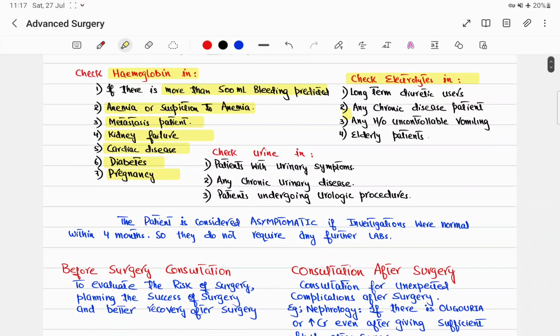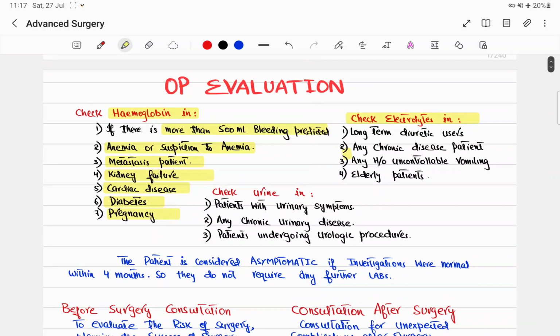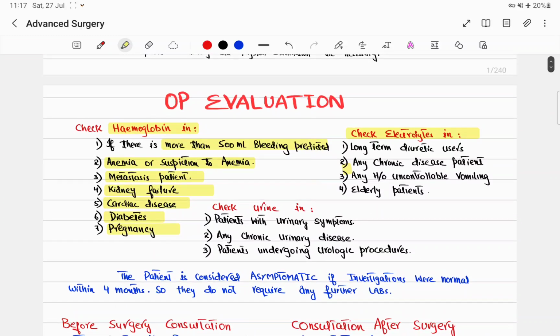Now the patient is considered asymptomatic if investigations are normal within 4 months. If a patient has undergone these tests and now has to undergo a surgery, and within 4 months he had these tests which were normal, he doesn't need to undergo any of these tests again.